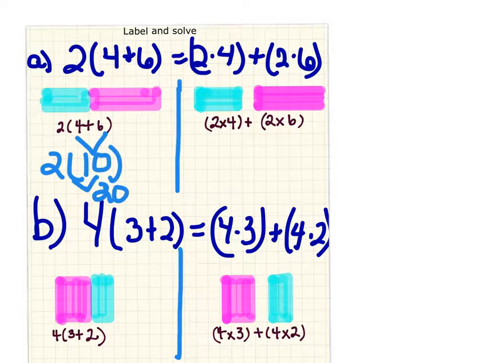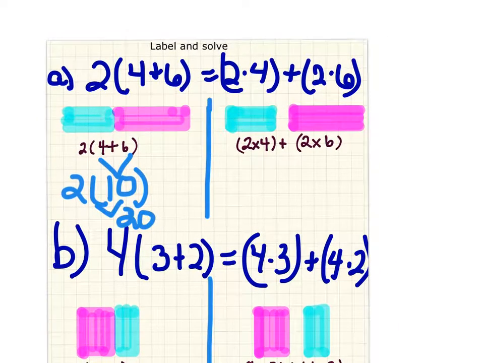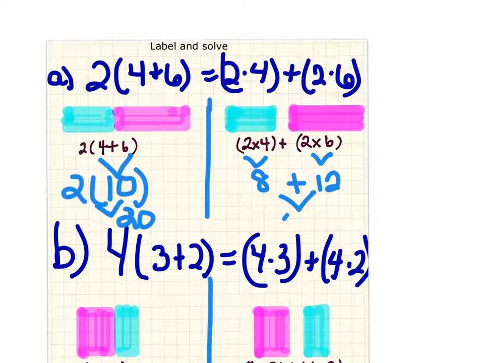On this side, the rectangles have been separated, and we have a 2 by 4 rectangle here, and then a 2 by 6 rectangle here. We solve those separately. Here you would do 2 times 4 is 8, and 2 times 6 is 12. 8 plus 12 is 20. These two are equal no matter how you solve it.